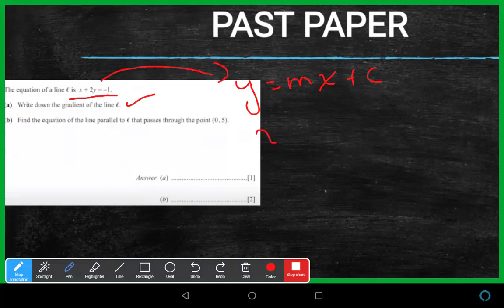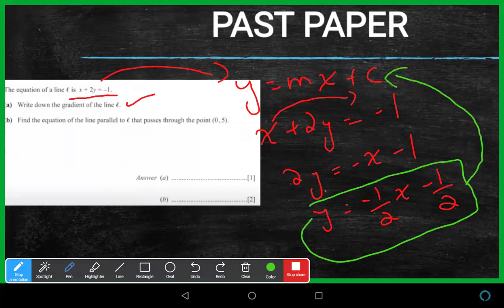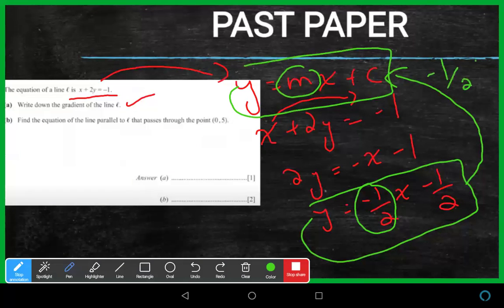The equation is x plus 2y minus 1. So x goes to this side and becomes negative again: minus x and minus 1. The 2 goes to the right side and divides, so minus 1 upon 2 x and minus 1 upon 2. When I compare these two equations, this is the simplified form and this is the general equation. You can see the slope is equal to minus 1 upon 2. So this will be the answer.